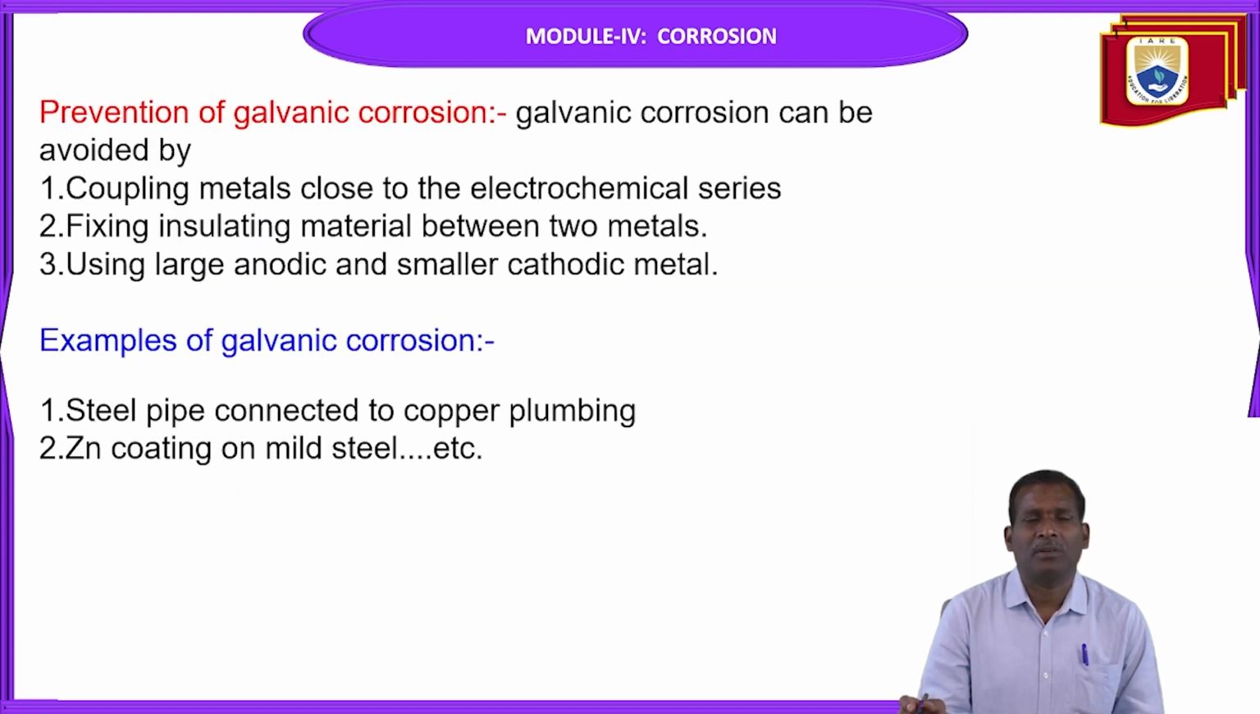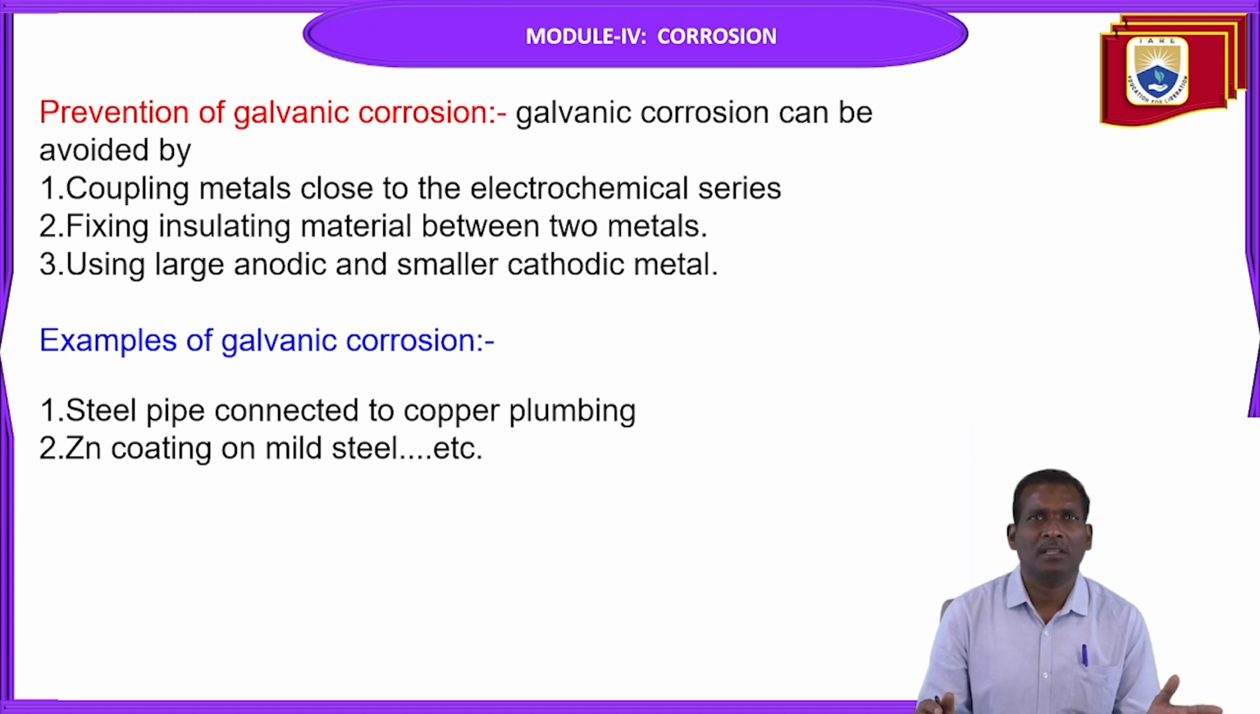Next, prevention of galvanic corrosion. How to prevent this type of corrosion? It can be avoided by coupling metals that are close in the electrochemical series. Whenever you have to assemble two metals, you must see that those metals are very close in the electrochemical series, not one higher and the other lower. By using this technique, you can prevent this type of galvanic corrosion.